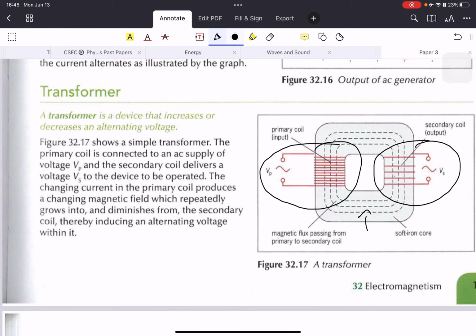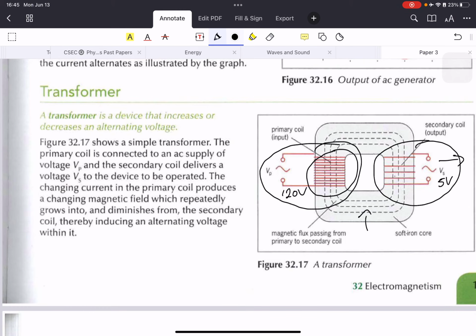So a lot of coils are wrapped here in the primary section. We call it VP, so primary coil. And then another number of coils, so some different number of coils, are wrapped in the secondary section. We call it VS, as the secondary voltage, right? So for example, 120 volts might be coming through a power outlet, and then giving this to your phone, it converts it to 5 volts.